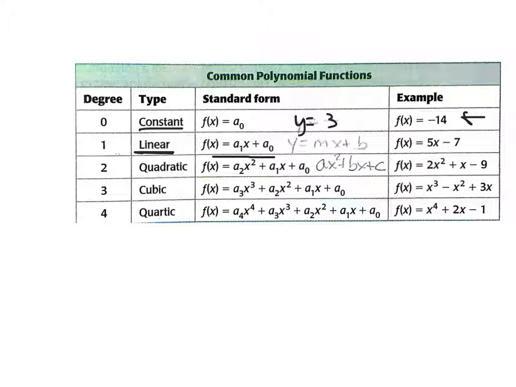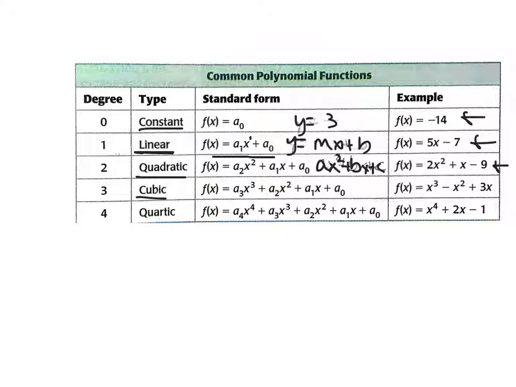Linear has degree 1. It has an x with the 1 as an exponent. It would look like slope-intercept form a lot of times, like this right here. f of x is 5x minus 7. The third one is quadratic. That means it has an x squared. The form for x squared is usually ax squared plus bx plus c. We've done that lately. Looks like that.